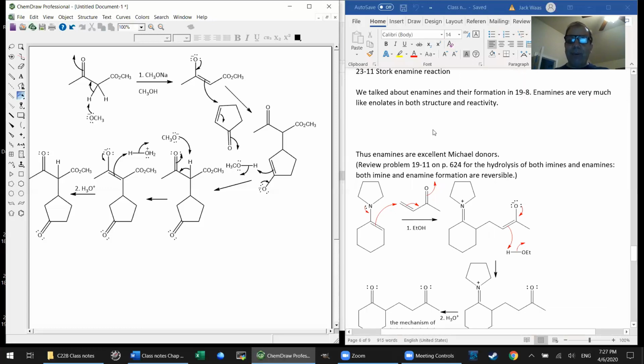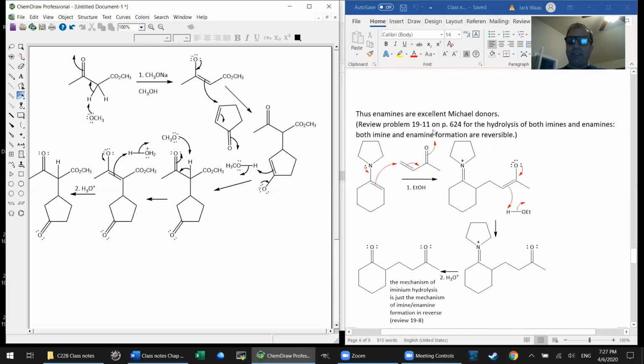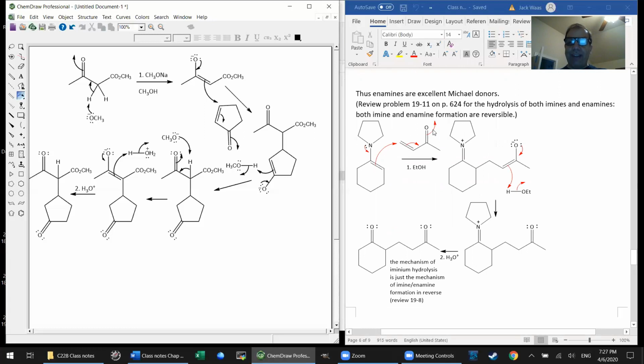And the thing to be aware of is that enamines are very much like enolates, both in terms of structure and in terms of reactivity. And if you imagine instead of this nitrogen over here that were O-, it's very much the same type of animal, right? You've still got an electron-rich atom here with a lone pair that it can donate.